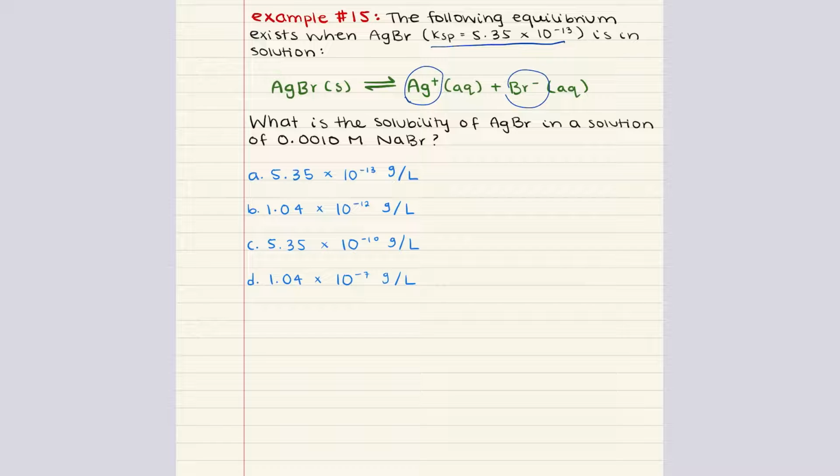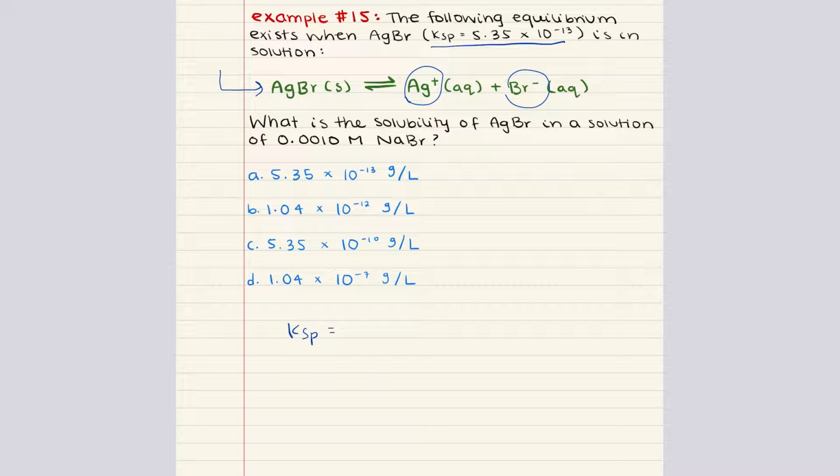Okay, so we already have our balanced dissociation reaction for silver bromide. From that, we can write our KSP expression. This is going to be equal to the concentration of the products raised to their stoichiometric coefficients over the concentration of the reactants raised to their stoichiometric coefficients. And remember, we do not include solids or liquids.